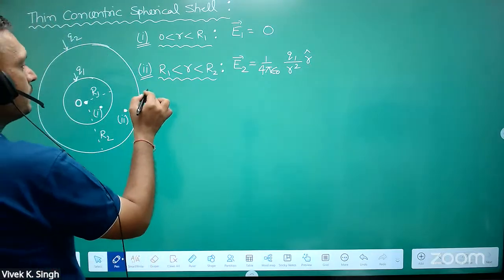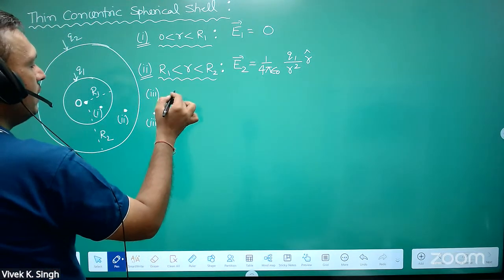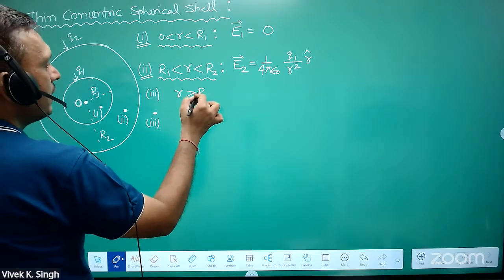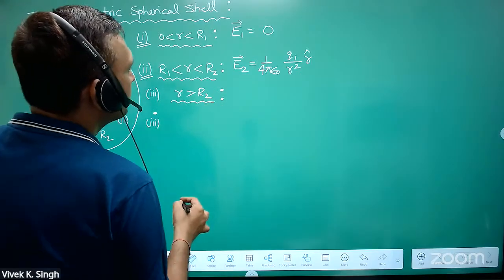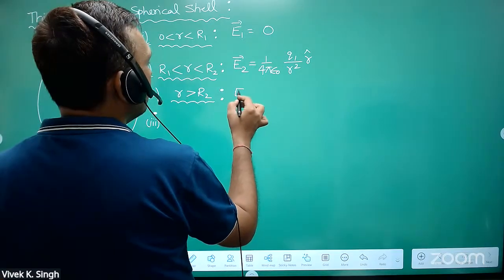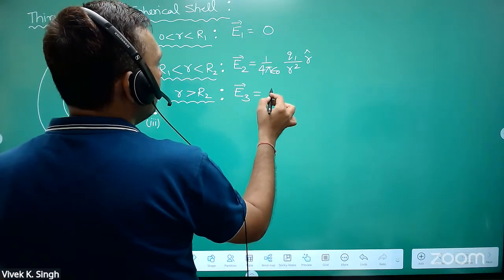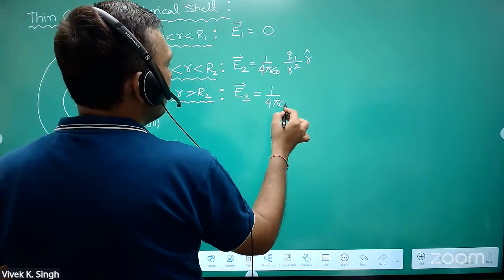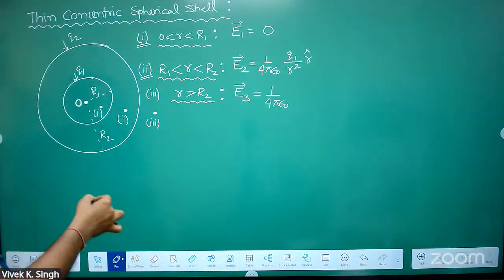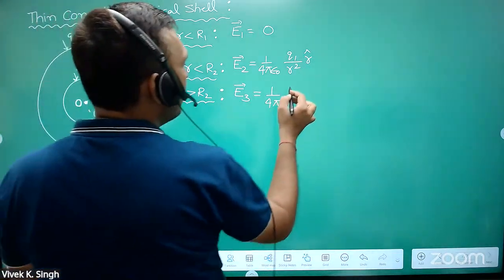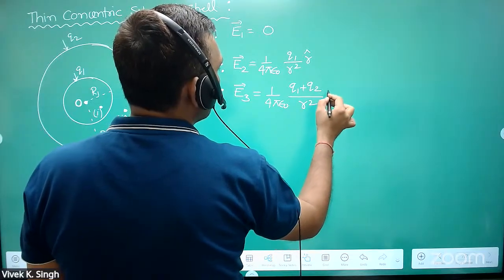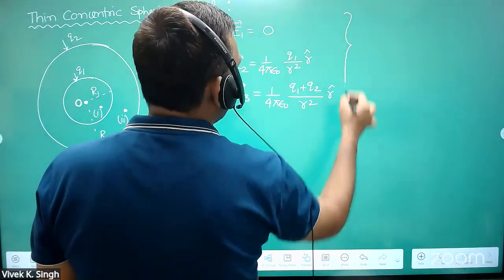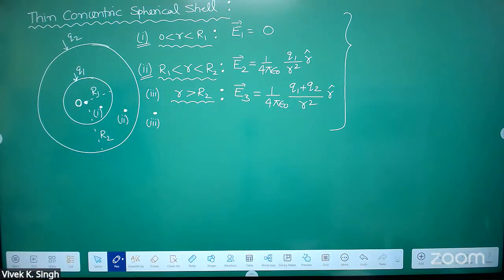Similarly, in region 3, when R is greater than R2, the electric field will be given by 1 by 4 pi epsilon naught. If you draw a Gaussian surface in region 3, the charge enclosed will be Q1 plus Q2. So this will be given by Q1 plus Q2 by R square R cap. This is the electric field. Okay?